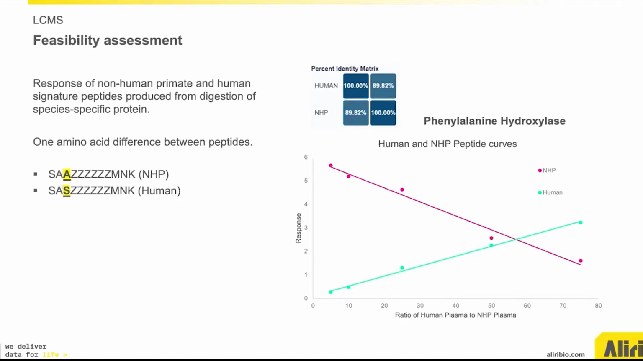This feasibility assessment could then be applied to a functional protein that is used in a human matrix in which only a single peptide may be different between the two proteins.